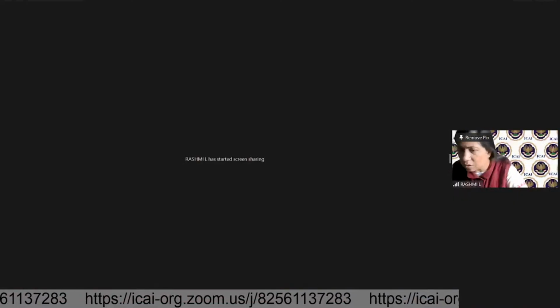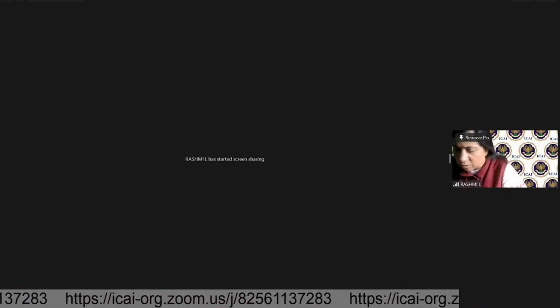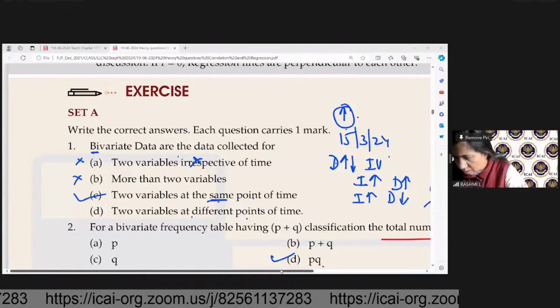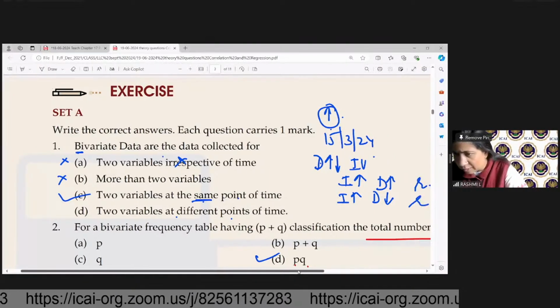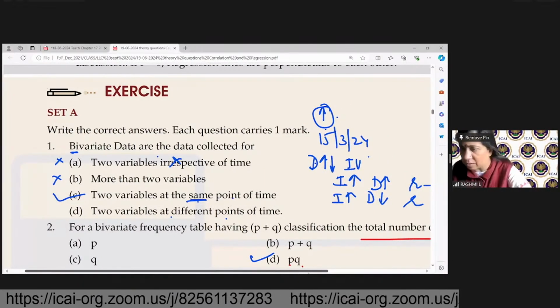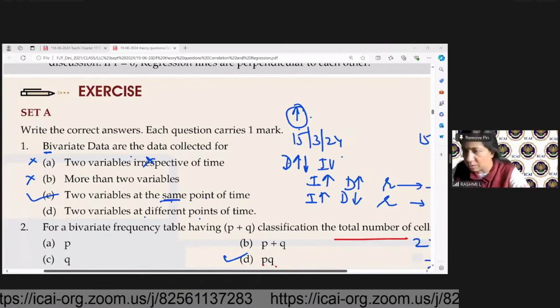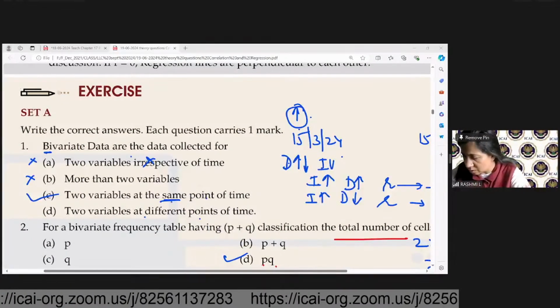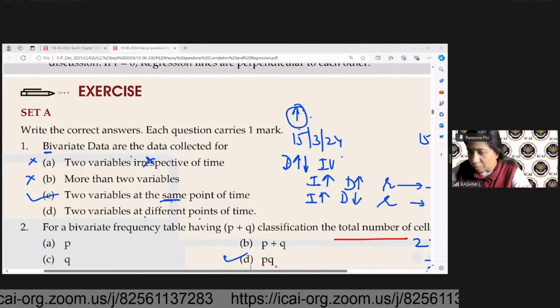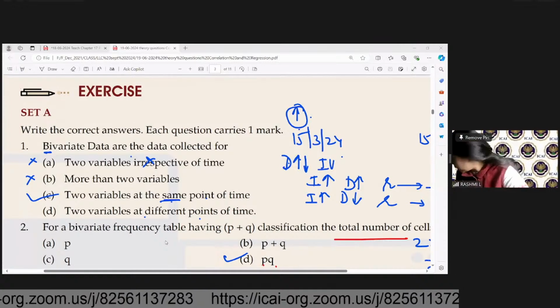See, I'm just using the one where I've already written the answers, instead of actually solving them, because you won't be able to see also. So let me quickly take you through the theory questions also.